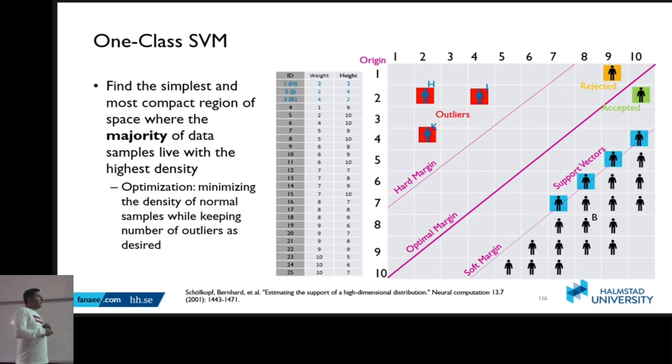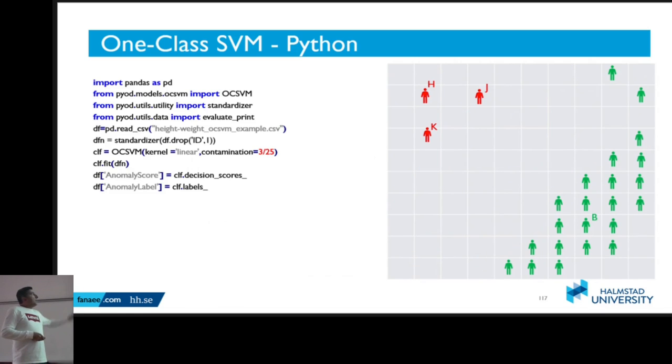So it tries to minimize the density of normal samples while keeping the number of outliers as desired. In this case, I said I have three outliers. So SVM finds this highway in such a way that it minimizes the density of this area and also gives us three outlier points that are further away. If you apply this with Python code and put three outliers here, SVM finds three outliers for you. If you say I want four outliers, just put the contamination ratio 4, then SVM considers this also as an outlier. So it's very sensitive to the number of outliers that you specify. If I say 5 outliers, SVM says, okay, now this guy is an outlier as well. This is the drawback of SVM.